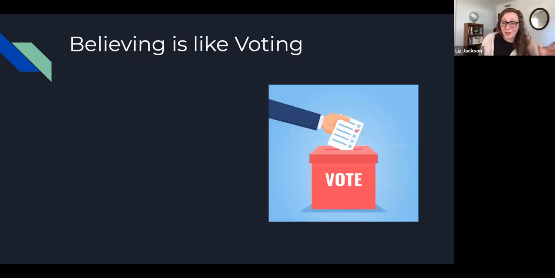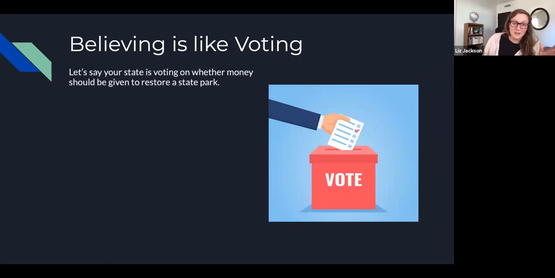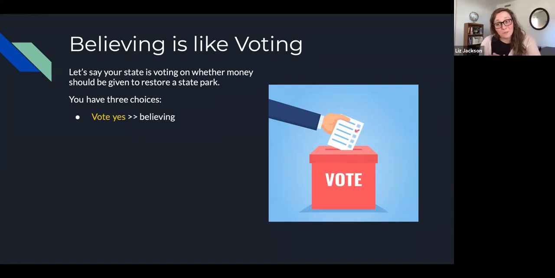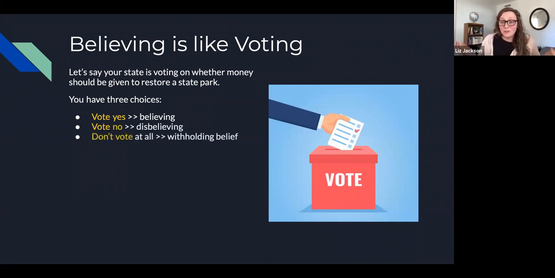One way to think about this way of thinking about belief is that you can think about believing as analogous to voting. Let's say your state is holding a vote on whether money should be given to restore a state park. You have three choices. You can vote yes, this money should be given. That would be kind of like believing. You can vote no, this money should not be given. That'd be kind of like disbelieving. Or you can just not vote at all. That would be like withholding belief.